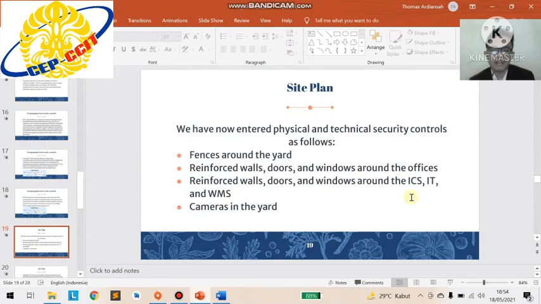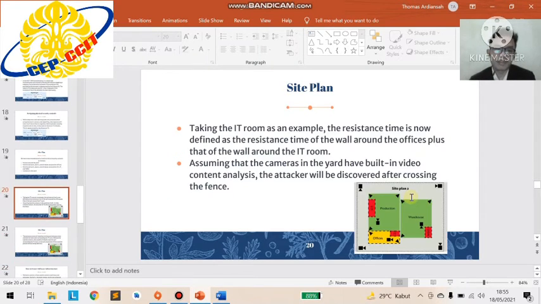And then we have a site plan. We now enter cycle and technical security control as follows. The first one is fences around the yard, reinforced walls, doors, and windows around the offices, reinforced walls, doors, and windows around the ICT, IT, and WMS. Cameras in the yard. So the site plan is taking the IT room as an example. You can see the picture of site plan 2.